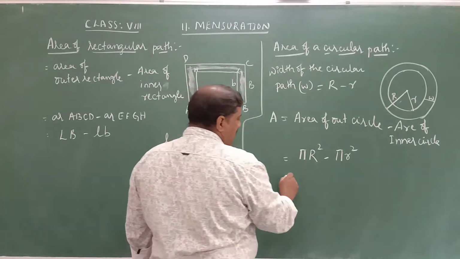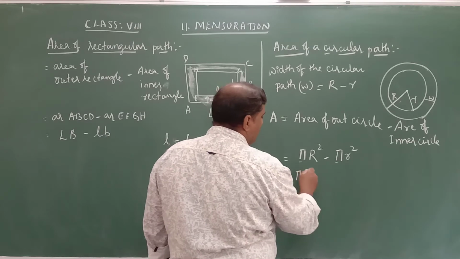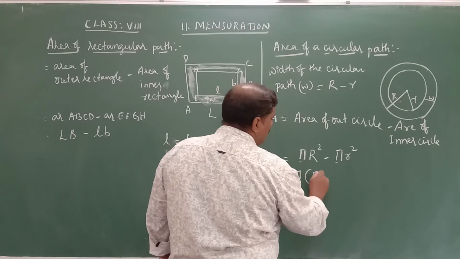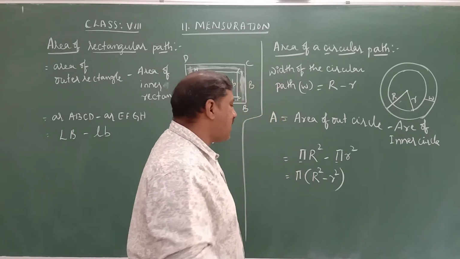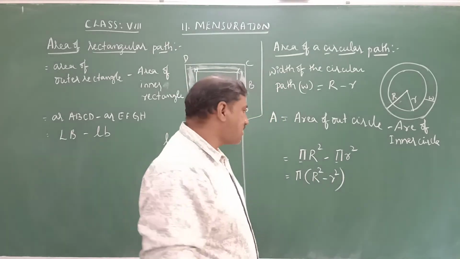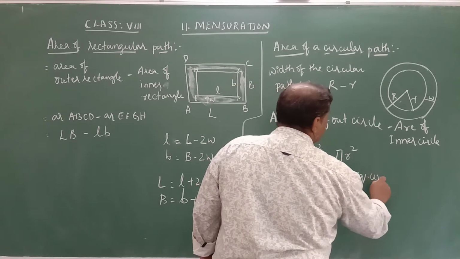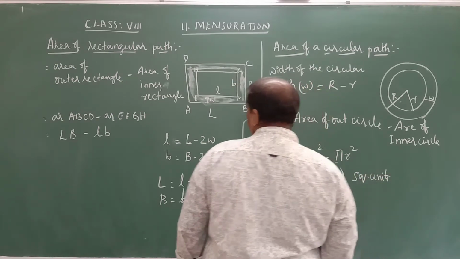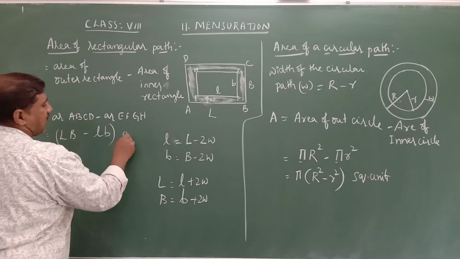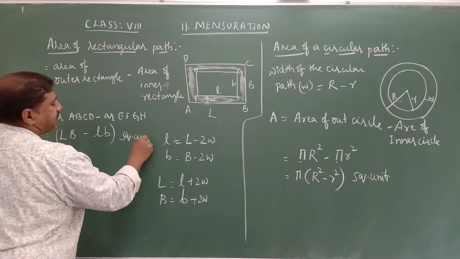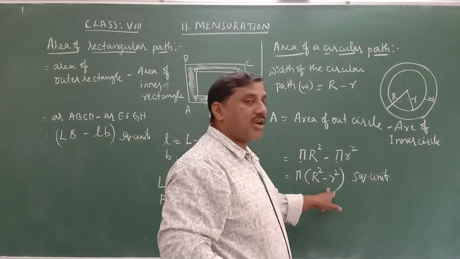Now you see here, we can take pi common from both the terms. So when we take pi common, what do we get? Pi into capital R square minus small r square. Area is always measured in square units only, so here also you can represent it with square units.